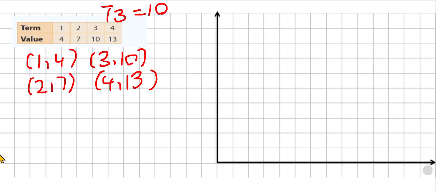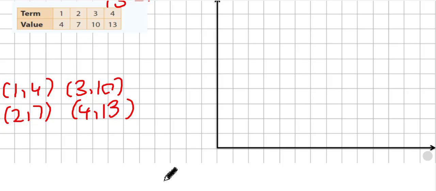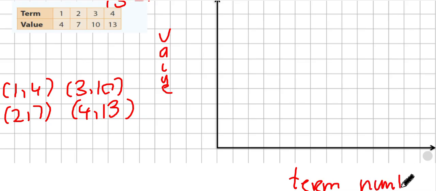So I go down here and I label this axis and I go, okay, so here's what we're going to do. We're going to call the y-axis value and we're going to call the x-axis term number. Now, if you make it too narrow, like 1, 2, 3, 4, it looks not good. So if you have enough space, what I would generally do is space it out as far as you can. So I'll use 3 blocks for 1, 3 blocks for 2, 3 blocks for 3, 3 blocks for 4. See the way it spaces it out nicely?